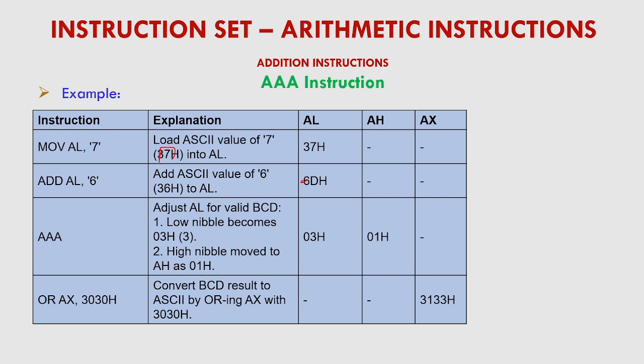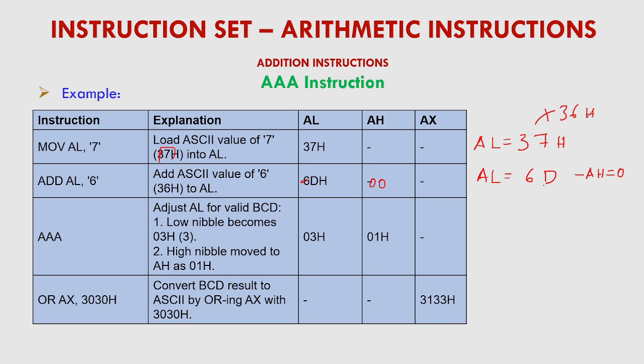Okay, so first, now the AL is loaded with 37H. Okay, so this is adding with 36. We are adding this with 36H. The current value of AL is 6DH. Initially it was 0, 0. So before execution, AH is 0. Remember that, it is very important, 0.